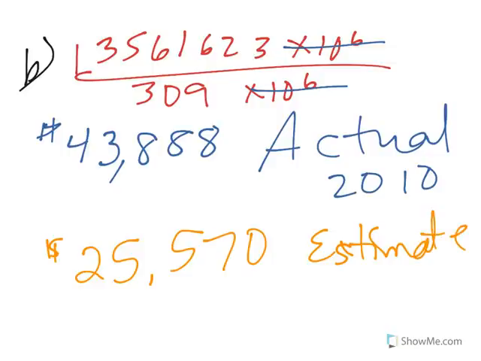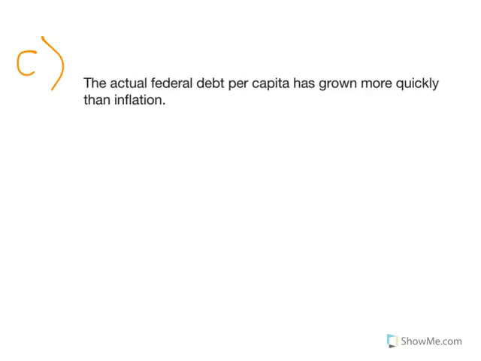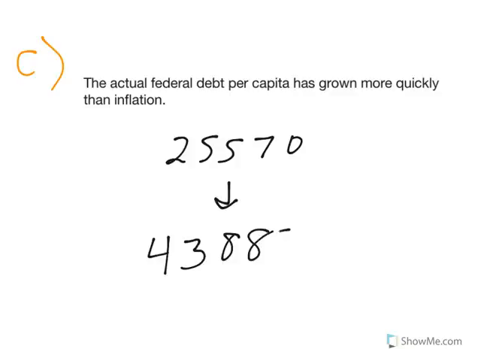Part C said, what does that tell you? Actual to estimate. Well, I think it's pretty clear that in Part C, the actual federal debt per capita has grown more quickly than inflation. Because with inflation, we should only be at 25,570. However, we are really at 43,888. So we have grown dramatically. It's kind of crazy how much that is. So you can kind of see that in number 7, kind of an interesting piece there.